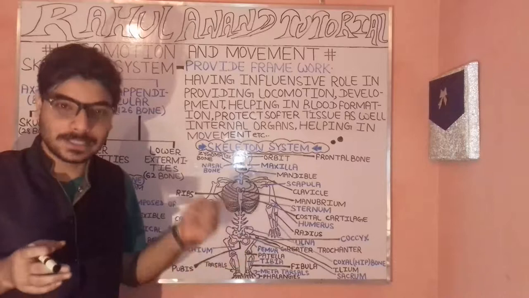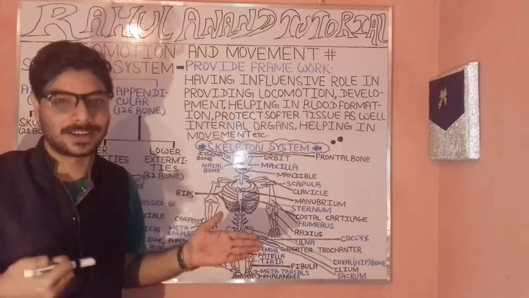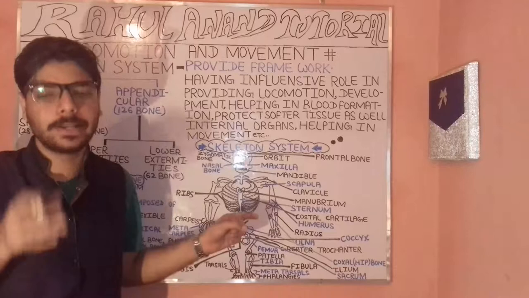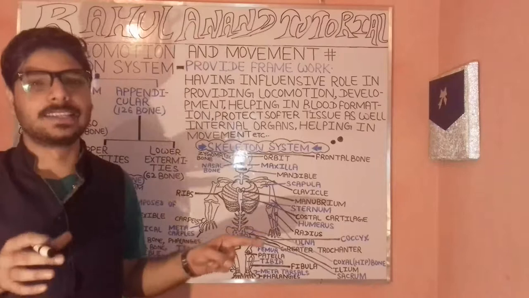Now, you also have other parts, such as the orbits, the nasal concha, and the zygomatic bone. In turn, you have the buccal cavity bones, as well as the maxilla and the mandibles. Thus, we have the maxilla as well as the mandibles.